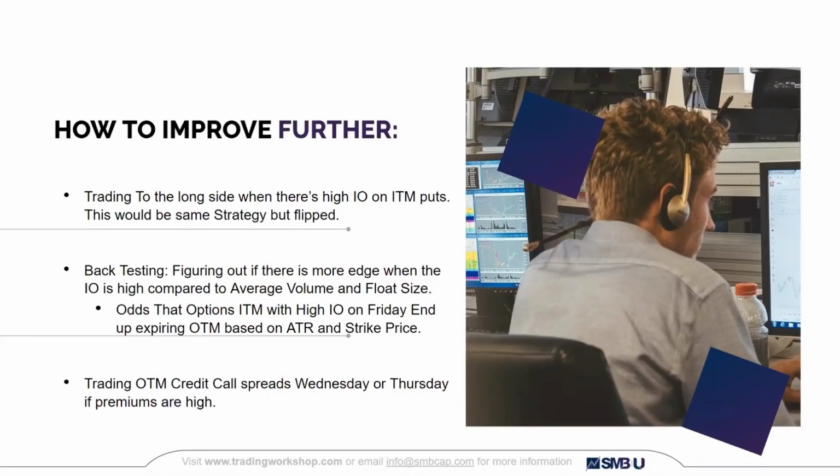That's one way. And then backtesting. This is something I haven't got into, but I strive to, is figuring out if there's more edge when the open interest is compared to the average volume and float size of the particular stock. And then the odds that options in the money with high open interest on Friday end up expiring out of the money based on ATR and strike price.